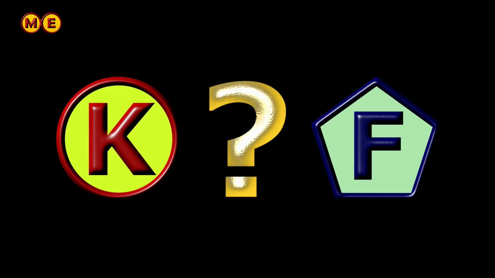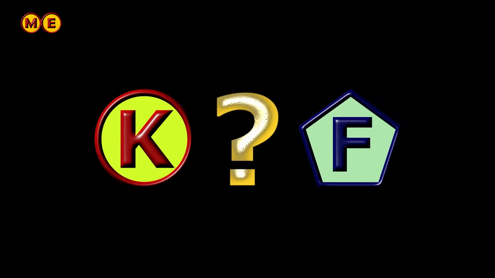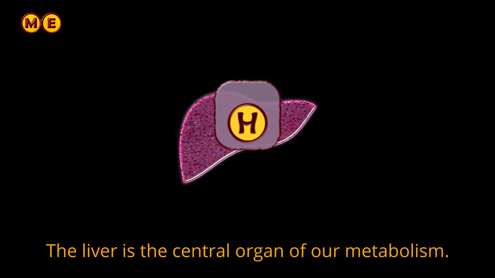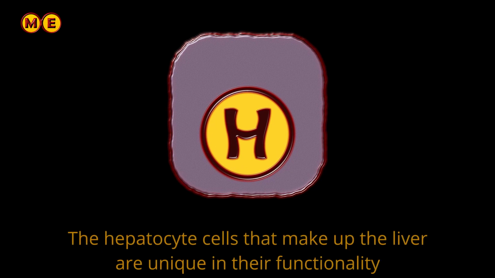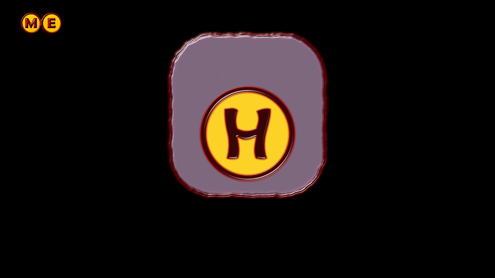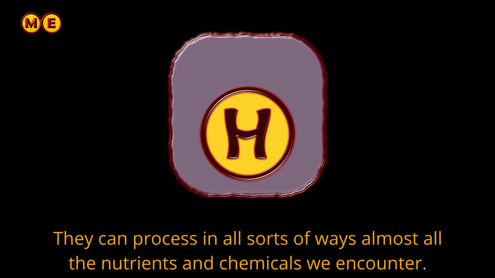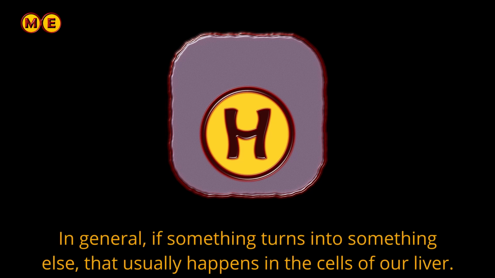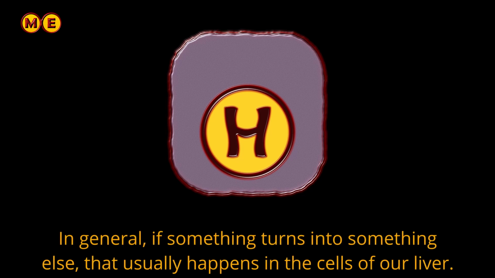But to answer this question, we must first know a little bit more about the functions of our liver. The liver is the central organ of our metabolism. The hepatocyte cells that make up the liver are unique in their functionality, and they can process in all sorts of ways almost all the nutrients and chemicals we encounter. They can produce fatty acids, glucose, fructose, proteins, ketones, and many more. In general, if something turns into something else, that usually happens in the cells of our liver.